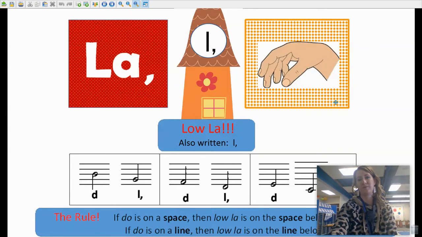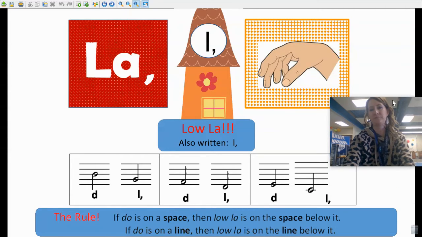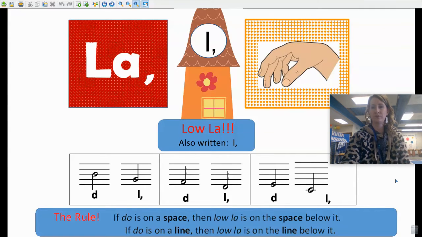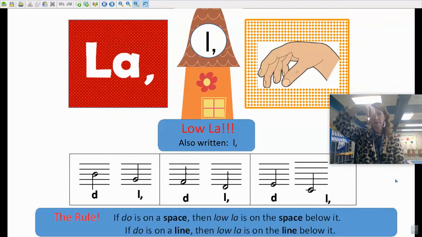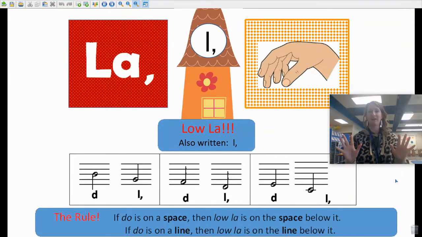It's a beautiful song. All right, here is our rule sheet for low la. So just like regular la up here, low la is the same hand shape, kind of like you're dropping your hand or holding an egg inside. And it's written as an L comma, and here's the rule. It's really easy to remember this rule, but everybody needs to pay really good attention right now.